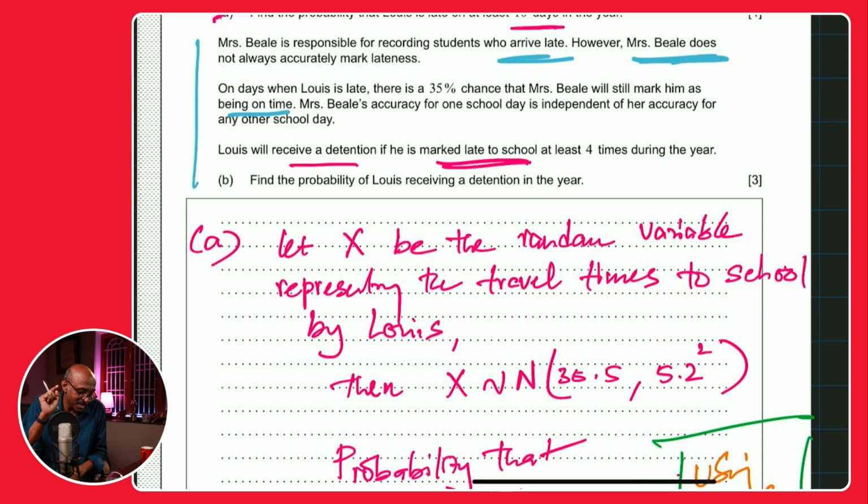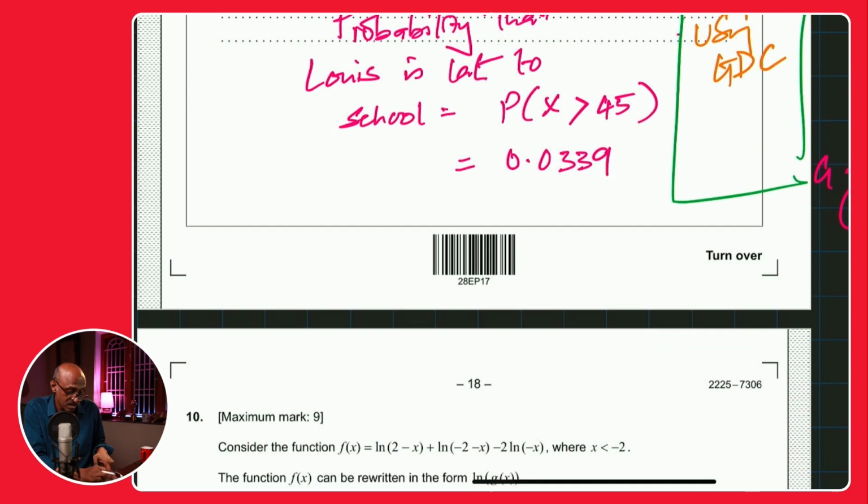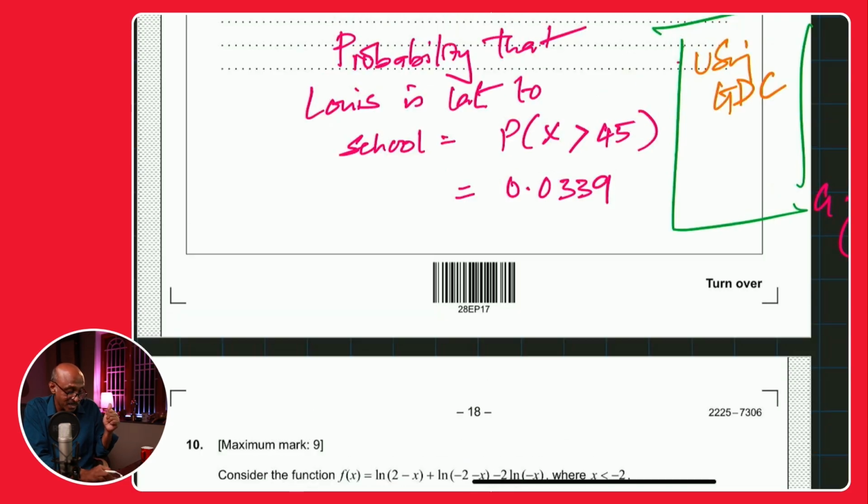So he needs to be marked late at least 4 times during the year. Instead of using many more variables, I'll show you how to do this. We will introduce a variable for the final answer, because he's got to be late and he needs to be marked late. Only then does he get a detention, right? So there are 2 parts to it. One is that he needs to be late. The probability that he's late to school is 0.0339.